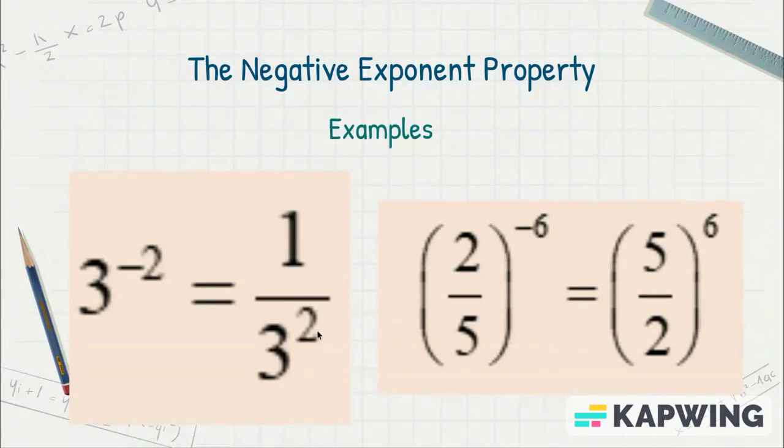Here's an example. So this one can help you better visualize that concept. As you can see, the denominator becomes the numerator, and the numerator becomes the denominator, and our exponent becomes positive. Here, 3 to the power of negative 2 becomes 1 over 3 squared, because you're taking the reciprocal.